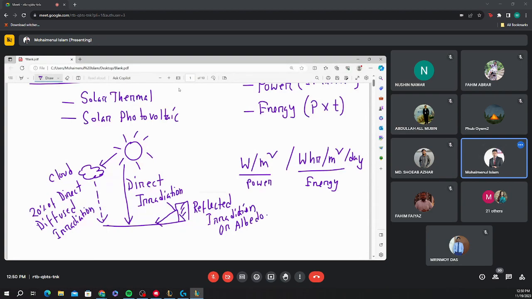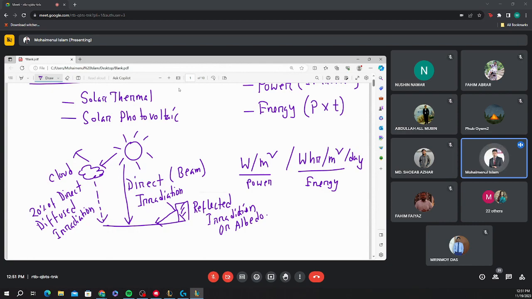Okay, so we can get three types of irradiation: direct irradiation, or we can say beam irradiation, which is 90 degree in angle. There are some cloud, the sunlight can be scattered, and some portion can reach through the earth. That is called diffused irradiation, which can be 15 to 20% of the direct sunlight. And another part is ground or reflected irradiation, which depends on different surfaces of different materials. That is called our reflected irradiation.